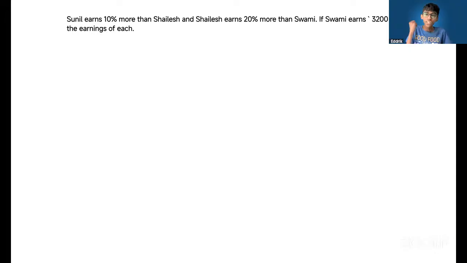But you are saying that Swami earned 3,200 rupees less than Sunil. It doesn't say that Swami earns 3,200. It is less than. A little tricky there, but it's the same thing. It's a tricky question. Okay, so we can take Sunil's income as X, Shailesh's income as Y, and Swami's income as Z.